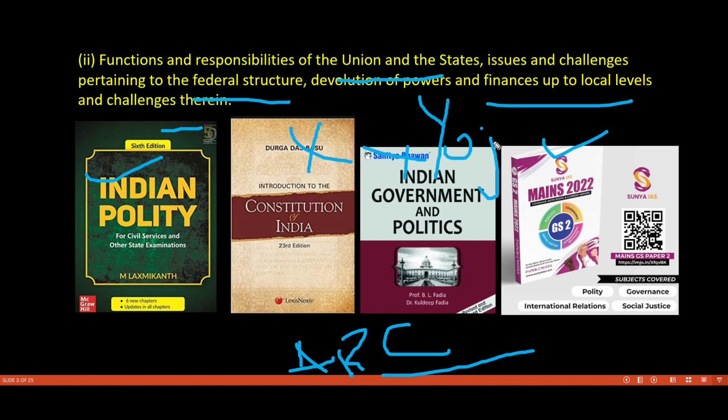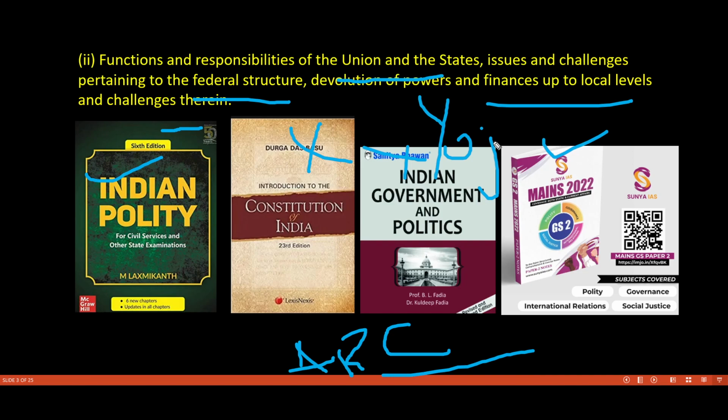So that way you can definitely add some more points that are there in the current affairs. Also, newspaper reading for this is important. Whenever a general question is asked about issues related to the federal structure, there is always some problem going on between the center and the states. So you can take that topic out and point it out as an example.